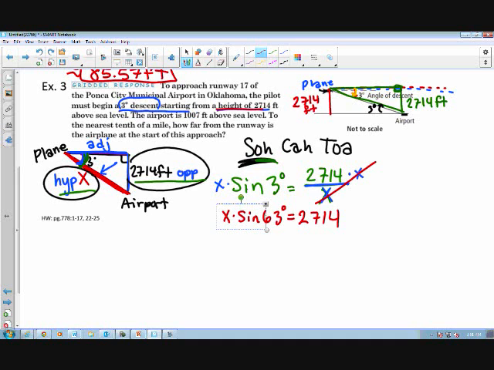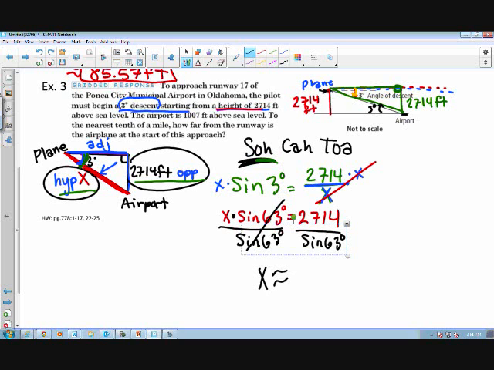Now we need to get x by itself. Look at the current operation, and think about what is the inverse. Here I see multiplication. So the inverse of timesing is dividing. Divide by sine 63. Now let's go plug and chug. Again, your calculator needs to be in degree. Type that in. This is what we're typing in right here: 2,714 divided by sine 63.